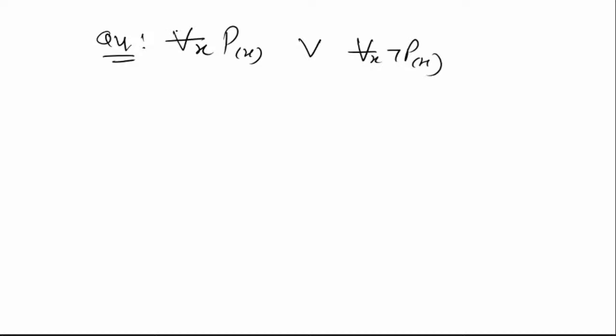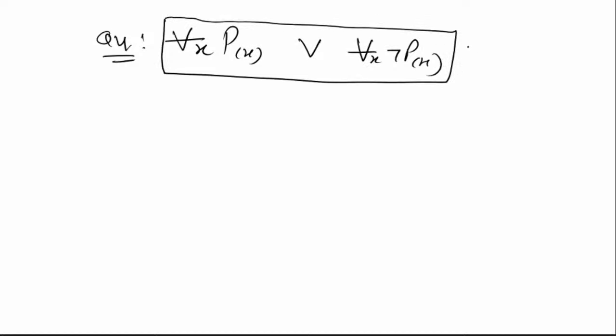Let's take the next question, question number 4. This question number 4 is: for all x P(x), or for all x negation P(x). This is the next formula that we have. Can you tell me, is this valid? Yes or no? Try to think about it. Is this formula valid?